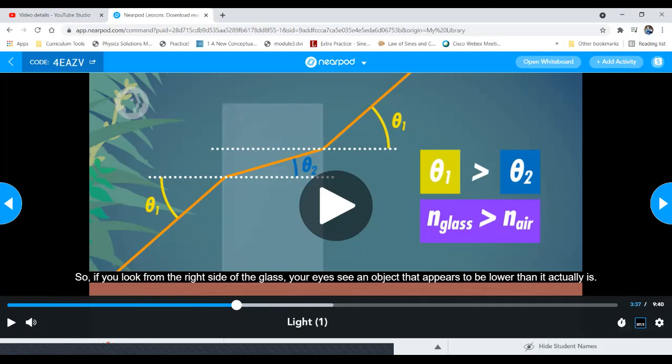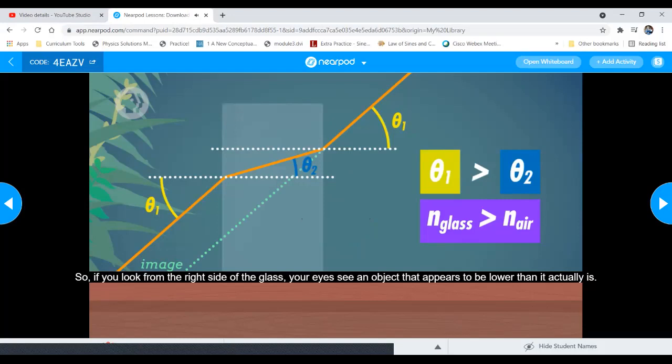And this is the first angle, and then this is the second angle. So this angle is in the air, which means this one is the same. It's also in the air. They give this one a number 2 simply because it's a different medium. It's glass. So if you look at the right side of the glass, your eyes see an object that appears to be lower than it actually is.